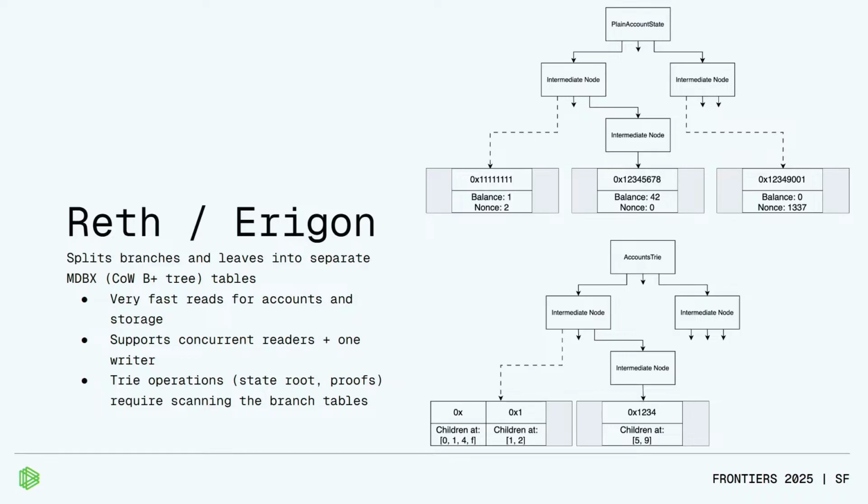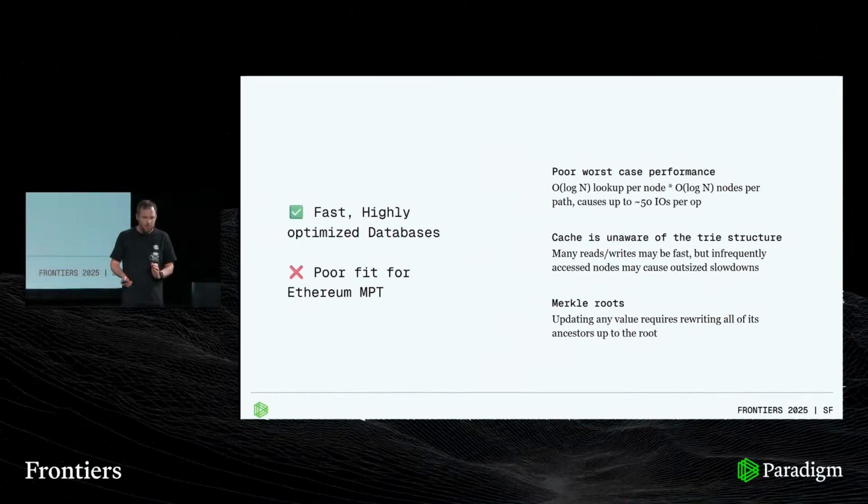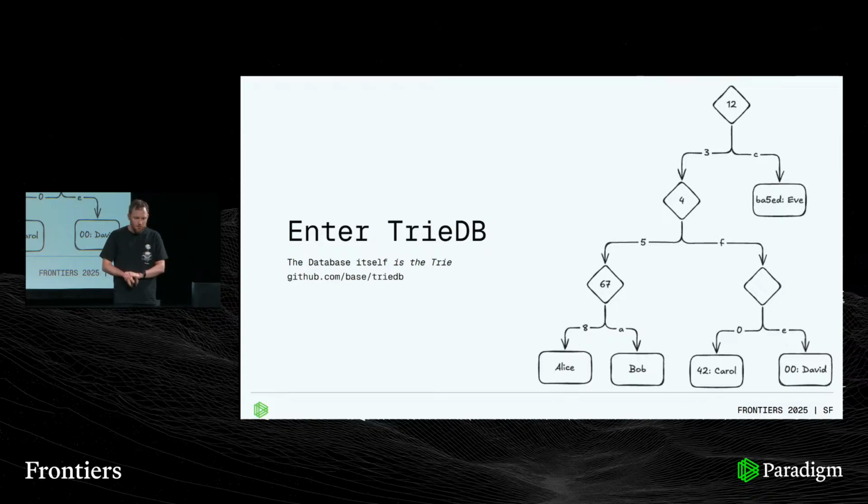And there are a lot of optimizations, like was mentioned in the previous talk. But there's still some pretty bad worst case performance. So in summary, you have these great databases that unfortunately are just a poor fit for the MPT. In the worst case, you might be looking at 50 IO operations just to update one storage slot. And the cache is just not aware of the Trie structure, so you might have really good best case performance and very poor worst case. And because again, it's a Merkle root, you're guaranteed to have to update everything along the path whenever you change anything at the bottom. So we built this TrieDB.